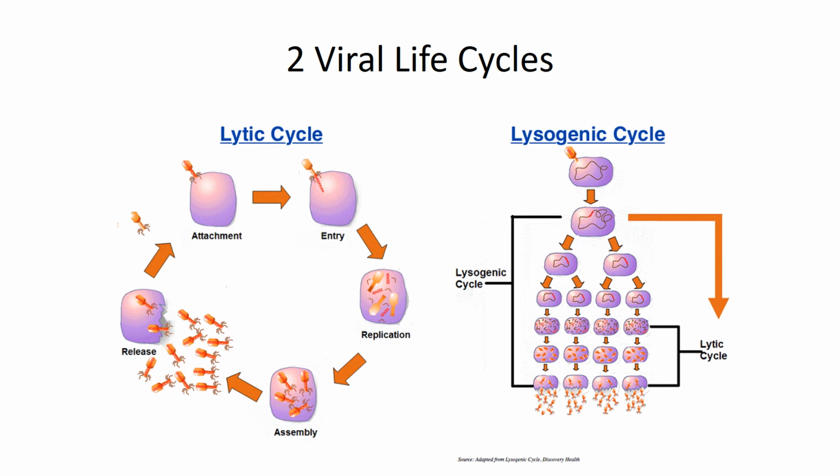Next, let's talk about two viral life cycles. One is called lytic and the other is lysogenic. All viruses have a lytic cycle, but some can have a lysogenic cycle. And let me break these two down.